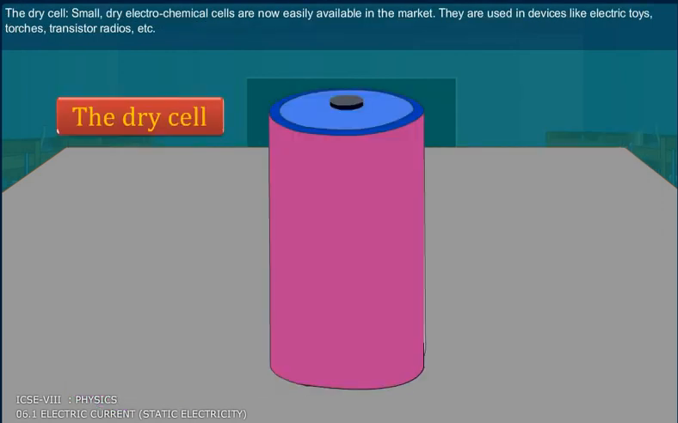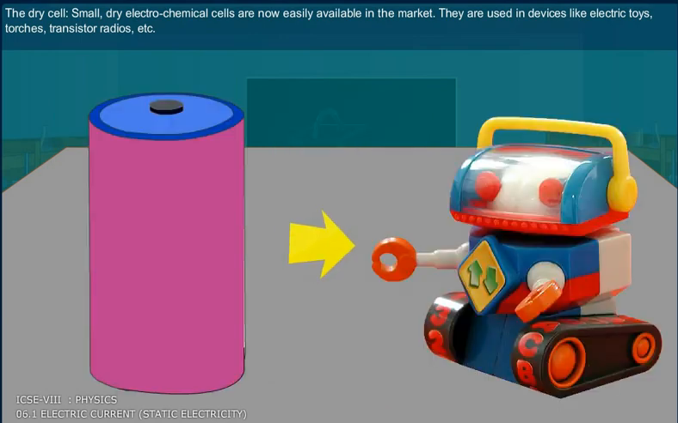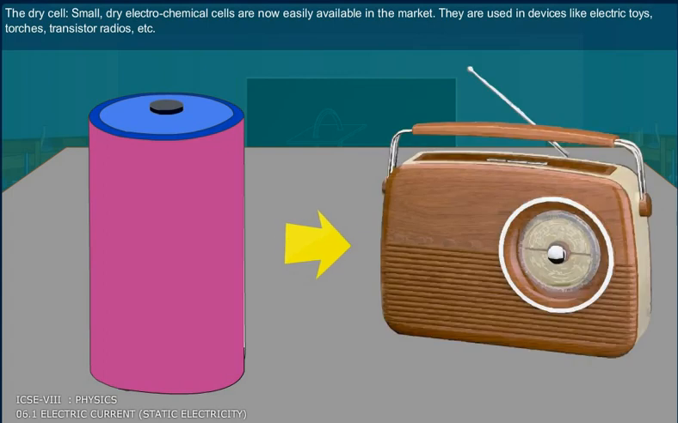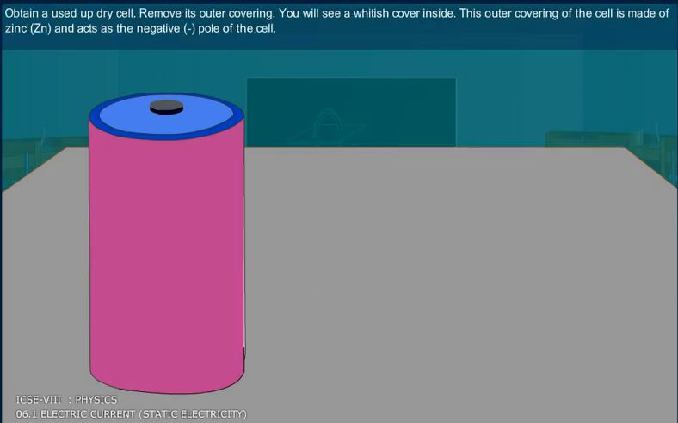The dry cell. Small dry electrochemical cells are now easily available in the market. They are used in devices like electric toys, torches, transistor radios, etc. Obtain a used-up dry cell.